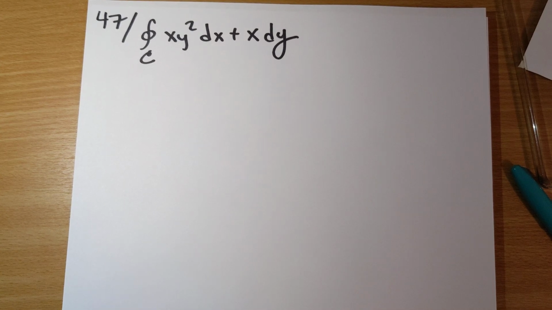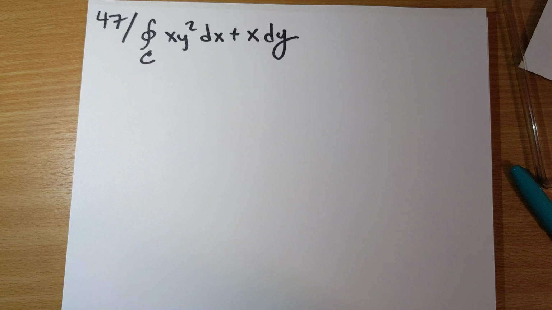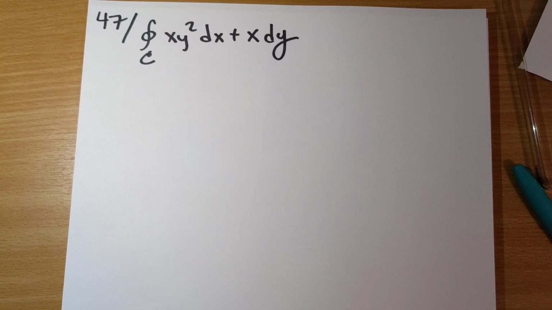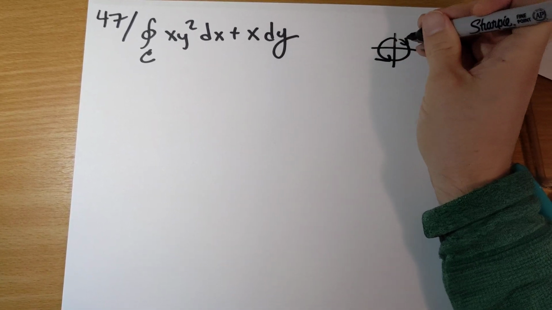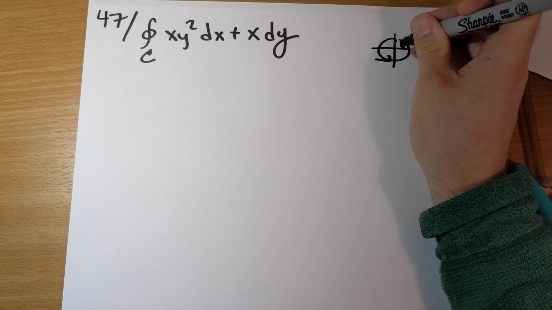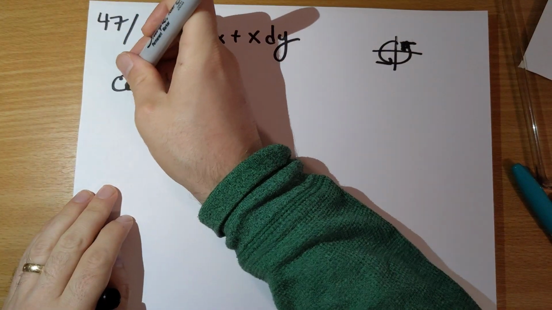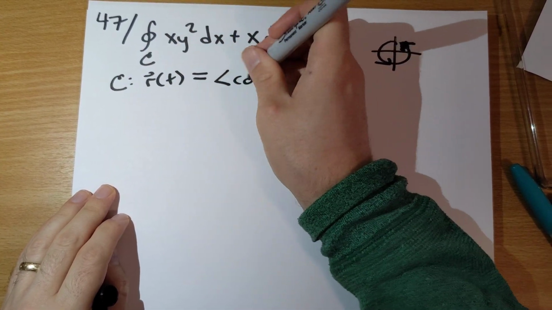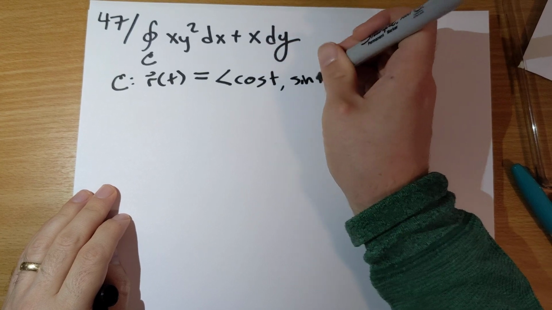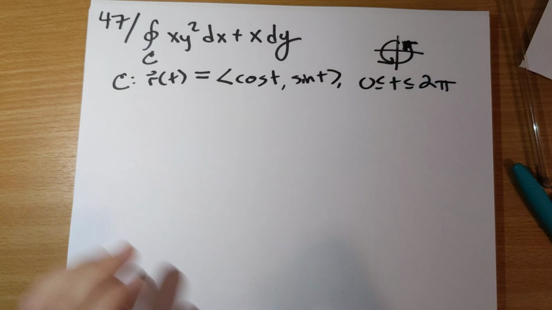Problem number 47. Verify Green's theorem for this line integral along the unit circle C, oriented counterclockwise. Okay, so here we go. Oops, that should be going in that direction here. How do we parameterize C? You can parameterize it, of course, with cosine t, sine t, and t runs from 0 to 2 pi.